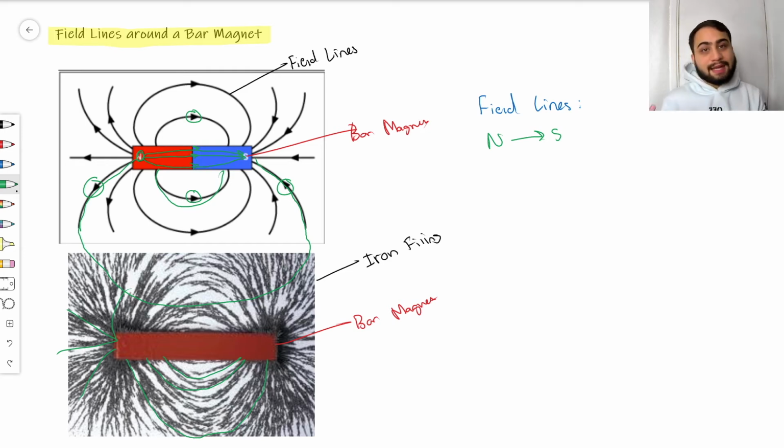So there are field lines inside the magnet itself, right? But we don't really draw them because you can't really have something acting on a magnet inside the magnet, right? That doesn't really make sense. So we tend to leave it out, but they do exist. That's something you need to remember.